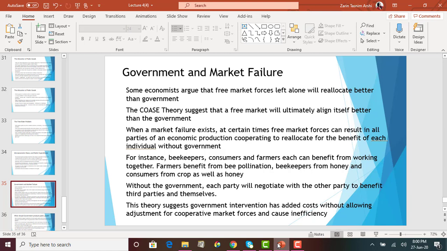They are saying that when government intervenes in the market, we ultimately have more costs, and as a result we have market failure. The Coase theory also says that beekeepers, consumers, and farmers can benefit from each other by working with one another. Farmers benefit from bee pollination and honey, and consumers from crops as well as honey. Different groups, producers, suppliers, and consumers, can work with one another to increase their own welfare. Government does not have to come and negotiate for them. If government comes, this theory says it adds additional costs that ultimately cause inefficiency.